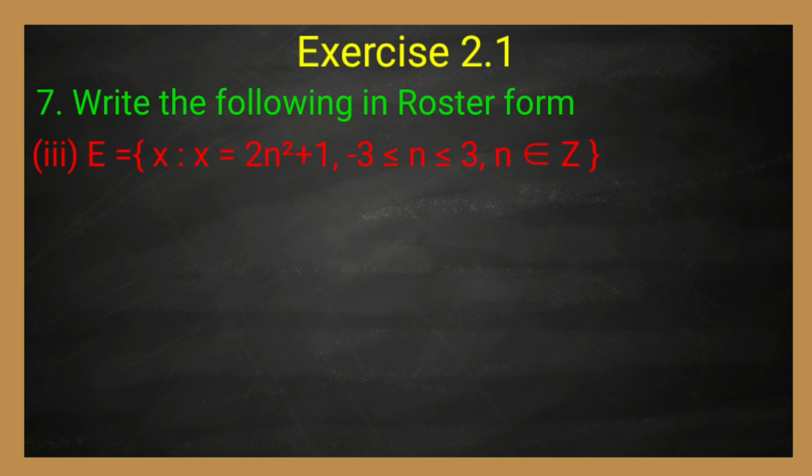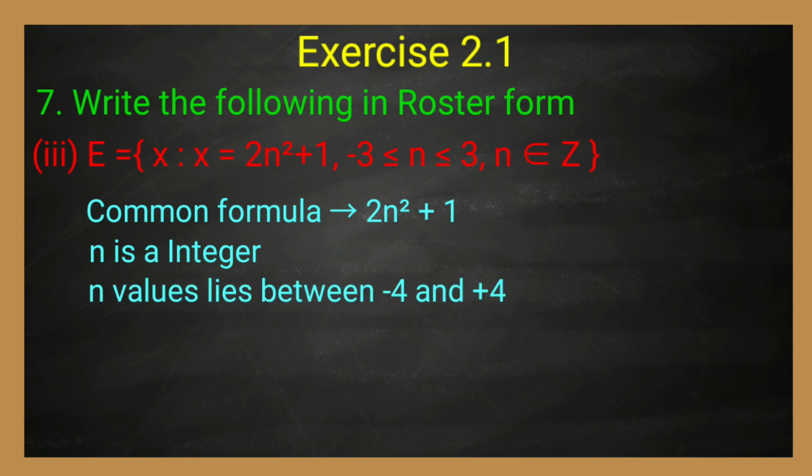Next, fourth one. E equals set of x such that x equals 2n square plus 1, -3 less than or equal to n less than or equal to 3, and n belongs to Z. Here, the common formula of the elements is 2n square plus 1. N is an integer and n values lie between -4 and +4. That means -3, -2, -1, 0, 1, 2, 3. These are the numbers that lie between -4 and +4.